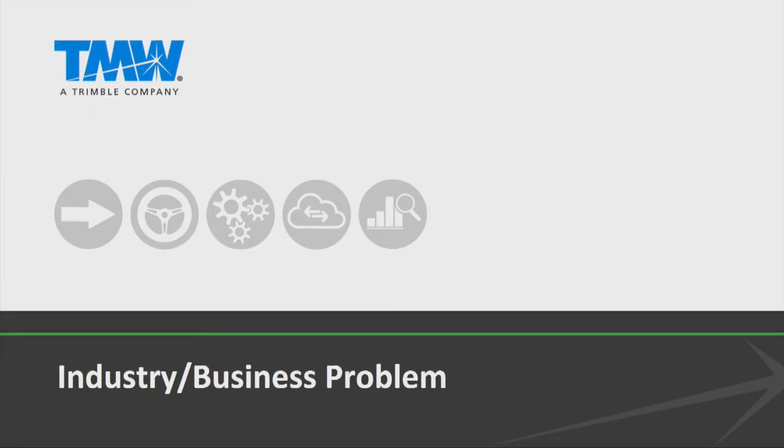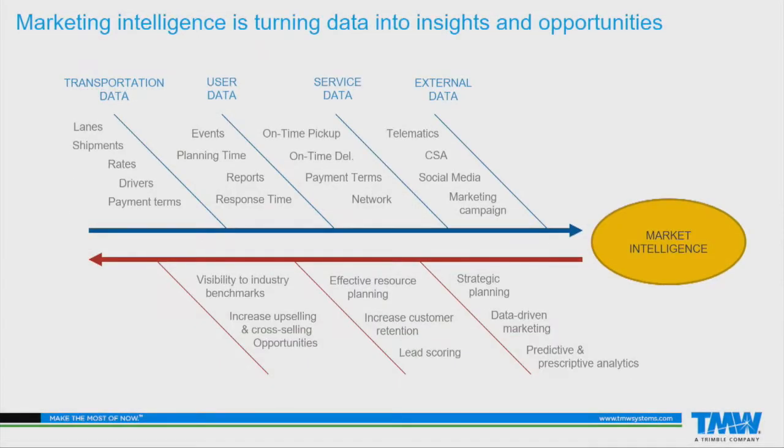But I want to talk about the industry of transportation. It's critical to understand the footprint of where we're at today in the industry, but more importantly, some of the business problems that we're solving. When you look at the data that we're collecting across the industry, transportation really is synonymous with lanes, shipments, rates, drivers, payment structures. But here are some external things that we started discovering. Not just with the transportation data, we started looking at what are called external data points: telematics, safety data, things around social media. Our whole focus was to look at the ecosystem around transportation, not just transportation in itself.